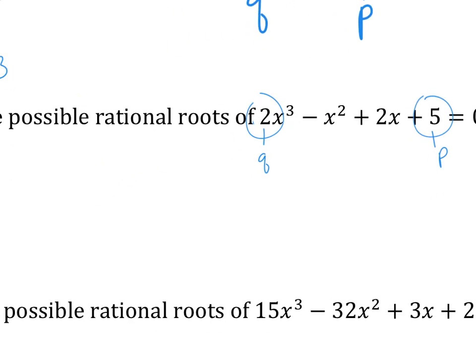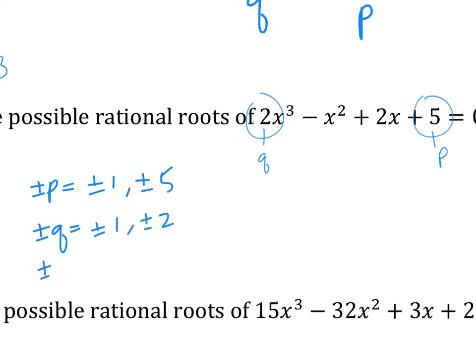So, what are the possible factors of plus minus p? 1 and 5. There are only two numbers that multiply together to get 5. Okay, q. What are the numbers that multiply together to get q? 1 and 2.